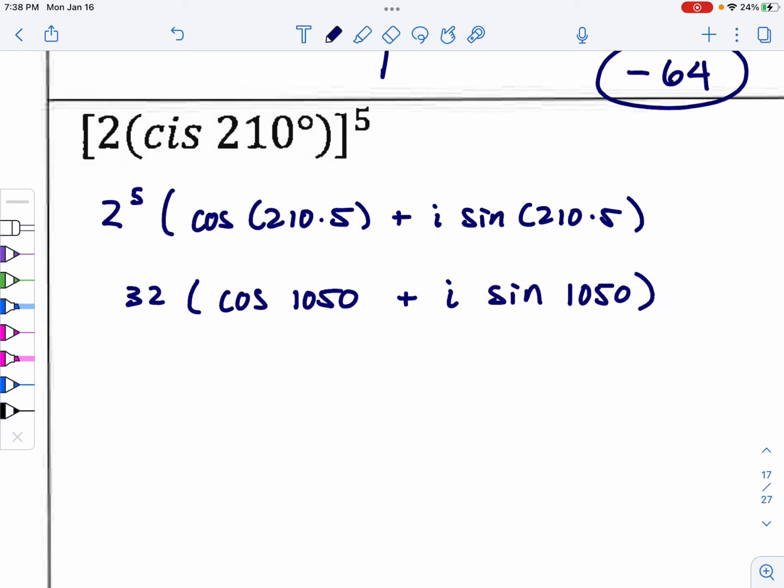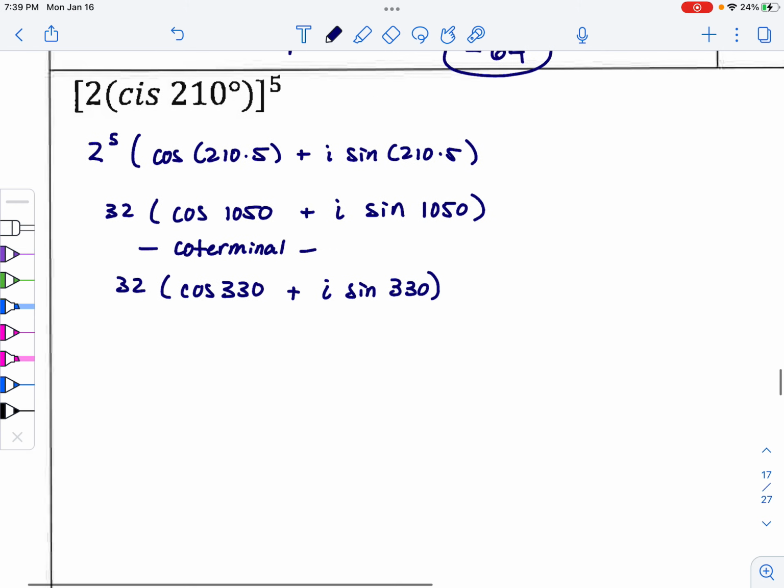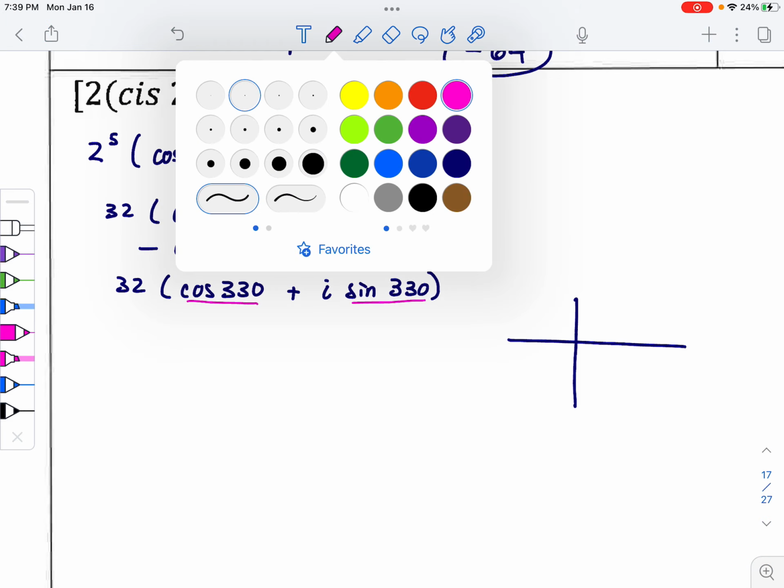I'm going to do coterminal, so I'm going to subtract 360 from 1050. 1050 minus 360 is 690. I'm going to subtract 360 again. That puts me at 330. So the coterminal is 32 times the cosine of 330 plus I times the sine of 330. And again, just like the prior problem, I'm going to go ahead and draw myself a picture. I'm going to evaluate these inside numbers.